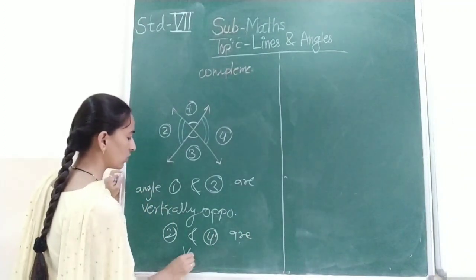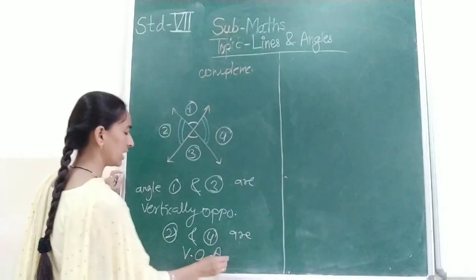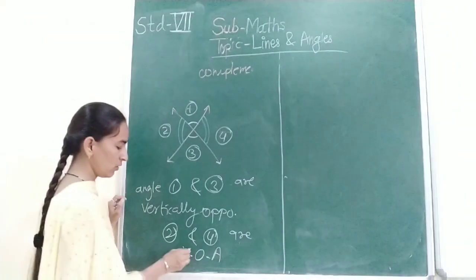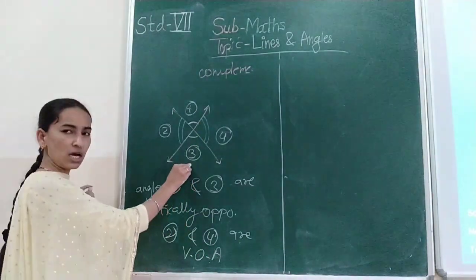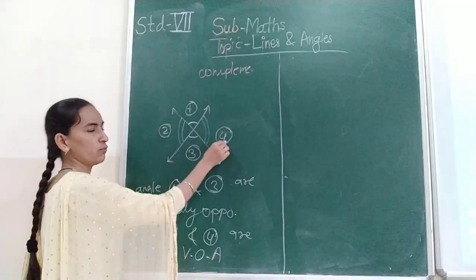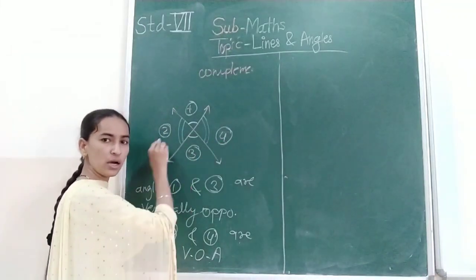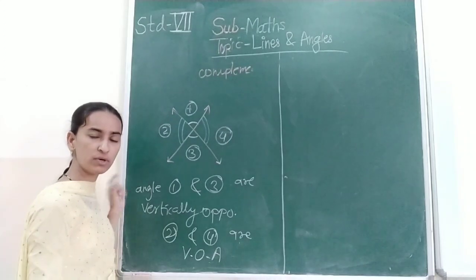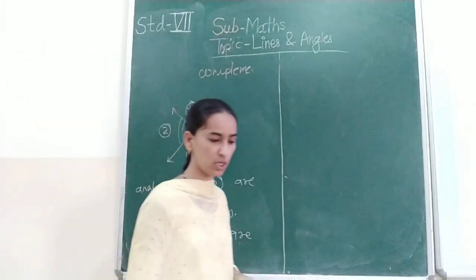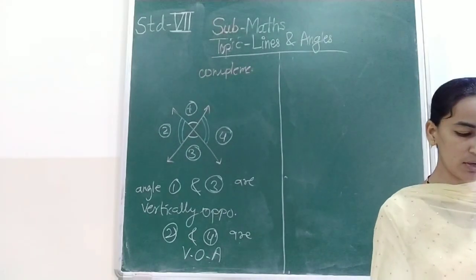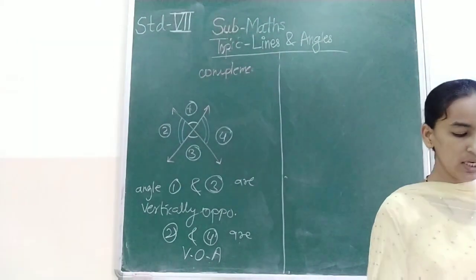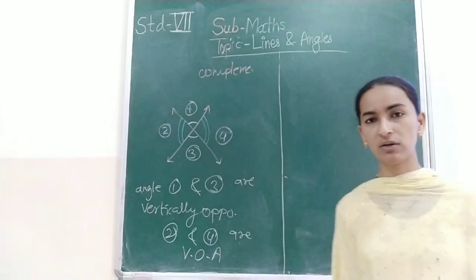This can be written as VOA, vertically opposite angle. So first and third are vertically opposite. Second and fourth are vertically opposite. Understand the meaning of vertically opposite angle? Okay. Now we are starting our topic, that is exercise 7.1.